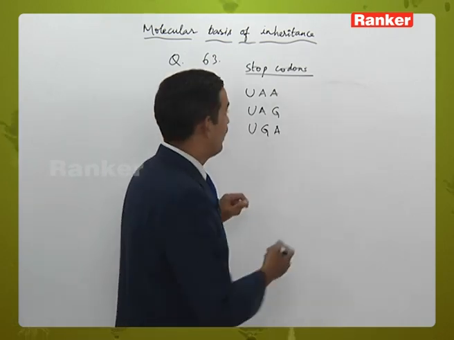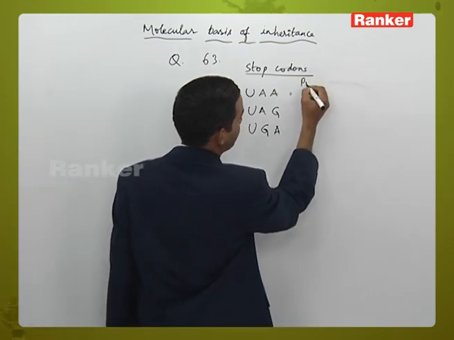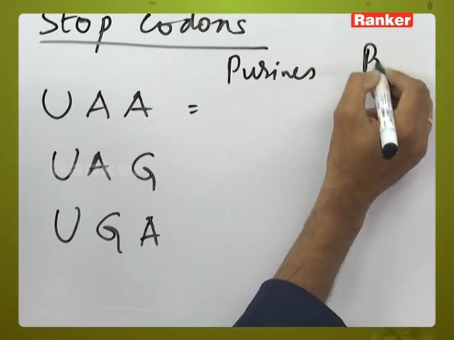So here let us see which of them are purines and which of them are pyrimidines. So first let us see the purines and next the pyrimidines.